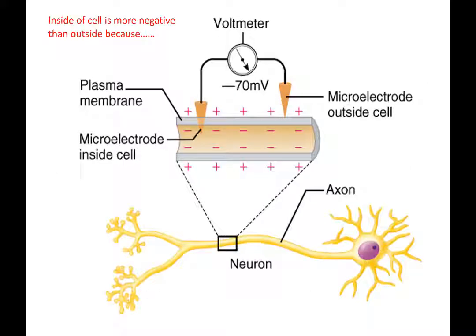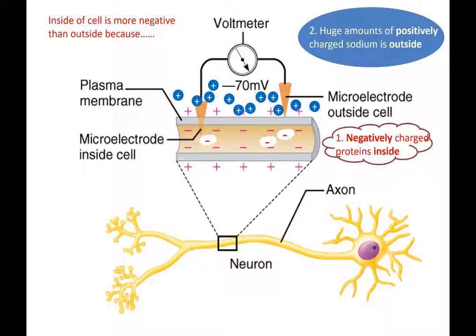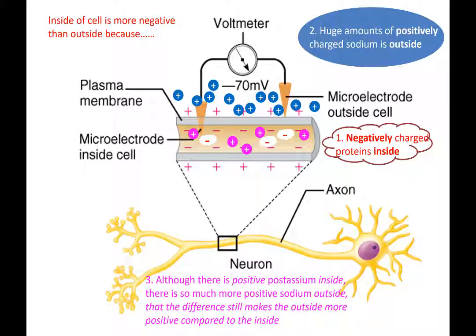Inside the cell is more negative than the outside because it's got the separation of charges as well as negative proteins. Number 1, I have here negatively charged proteins inside. That's one reason why we're down at -70. Number 2, a huge amount of positively charged sodium is outside. So compared to the outside, the inside seems more negative. And although there's positive potassium inside, there is so much more sodium outside that the extra positive on the outside and the negative inside, that's where we get the -70.